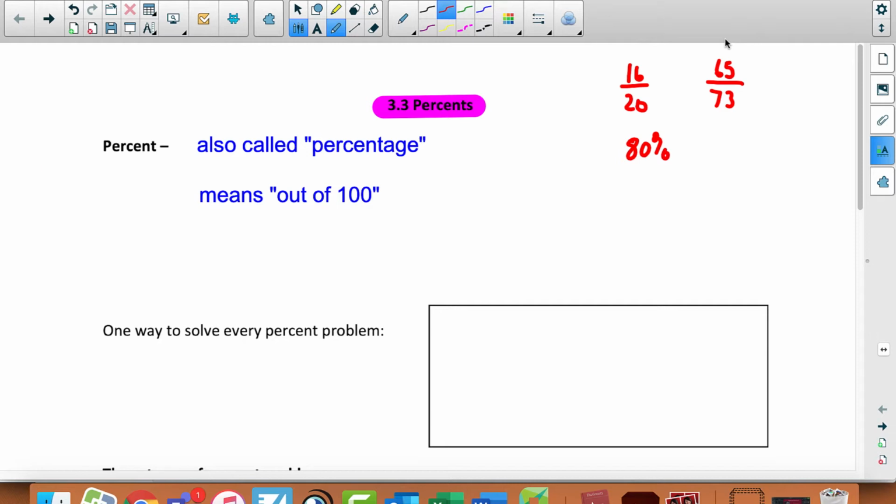Now your friend who got 65 out of 73, if their test had been out of 100 and they'd done just as well as they did on their test out of 73, they would have ended up with 89%.